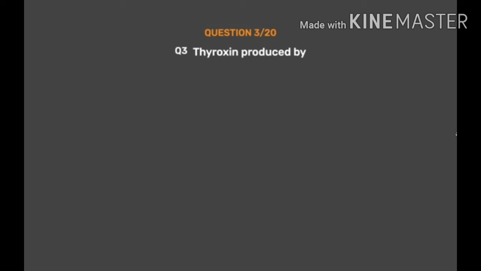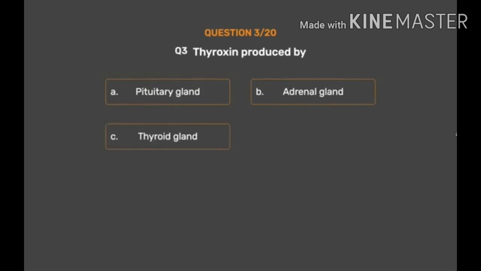Question number 3. Thyroxine is produced by option A, pituitary gland. Option B, adrenal gland. Option C, thyroid gland. Option D, testes.